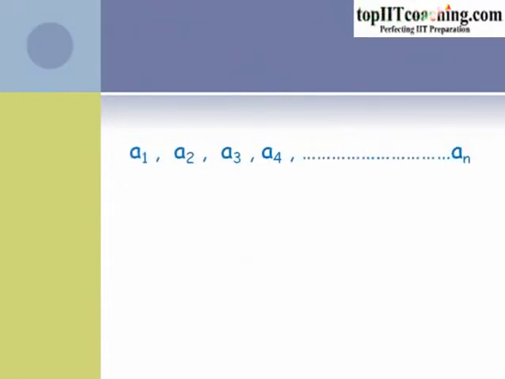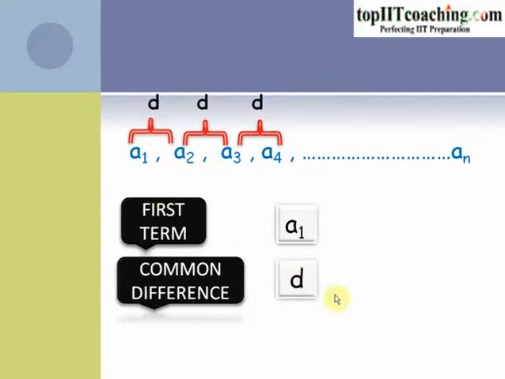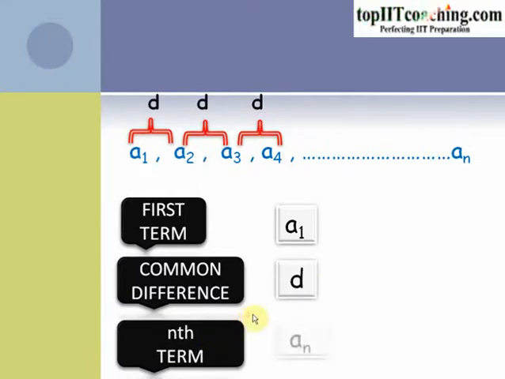Now, let us say that we have an AP in which A1, A2, A3, A4 and so on up to AN represents the n terms of this AP. The difference between A2 and A1 would be equal to D. The difference between A3 and A2 would be equal to D. The difference between A4 and A3 is equal to D. And so here D is the common difference. We can say that the first term here is A1, the common difference is equal to D, and the nth term is given by AN.